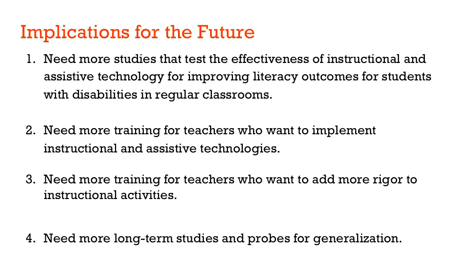We have identified several implications for the future. There is a need for more studies that test the effectiveness of instructional and assistive technology for improving literacy outcomes for students with disabilities in regular classrooms. There is a need for more training for teachers who want to implement assistive and instructional technologies. There is a need for more training for teachers who want to add more rigor to instructional activities. And there is a need for more long-term studies and probes for generalization.